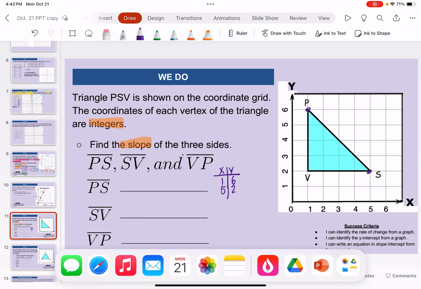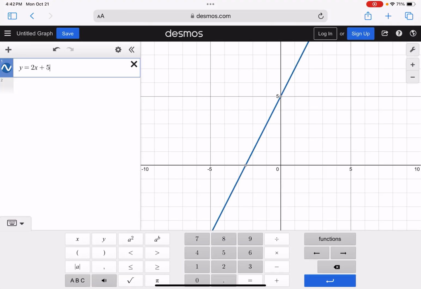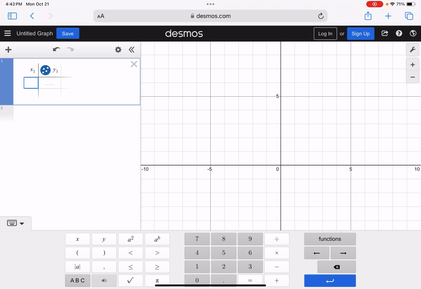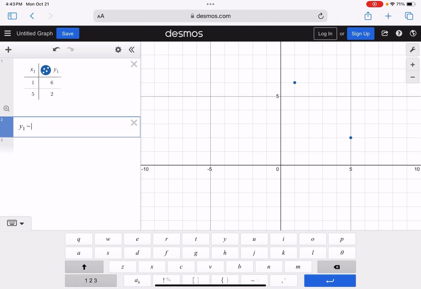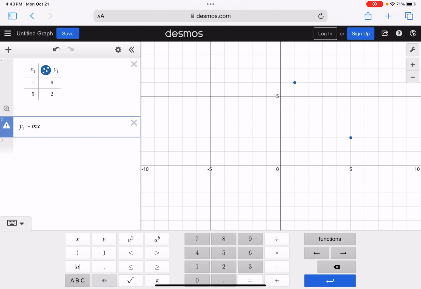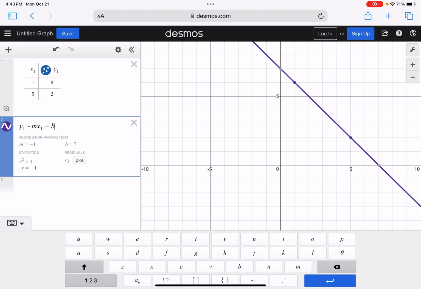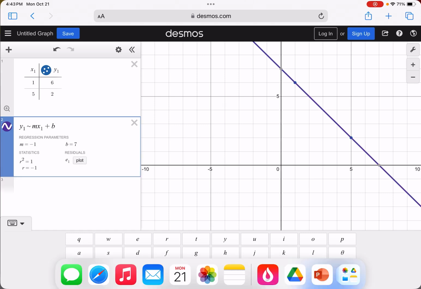I'm going to remind us that to make a table on Desmos, I have to go to plus, table, and then I'm going to plug in the 2 points. So 1, 6, 5, 2. And then to find my slope, I have to type in this equation. It is y1 tilde mx1 plus b. And then from here, I can see that my m is -1, my b is 7, right? So that means that my slope is going to be -1.